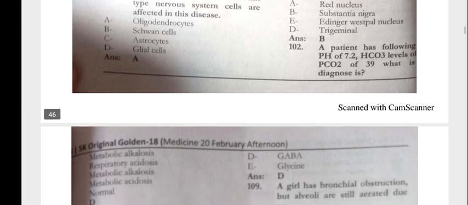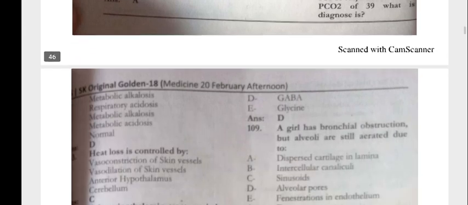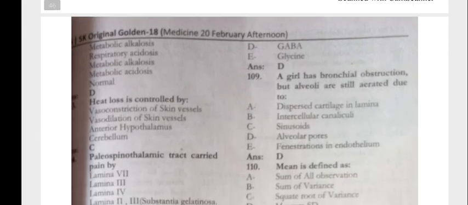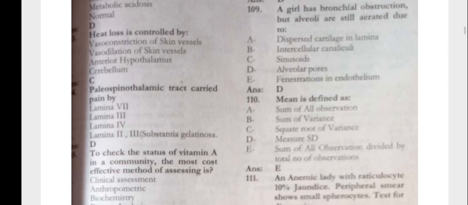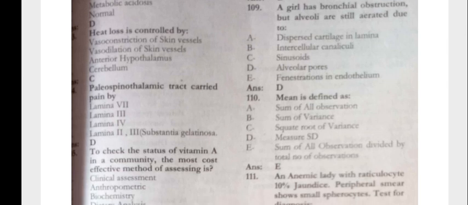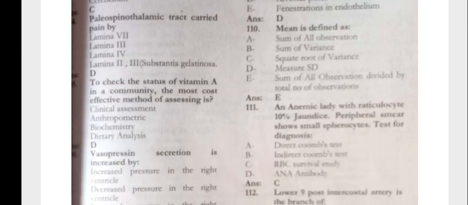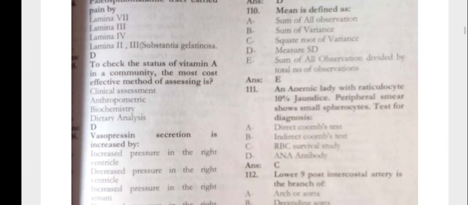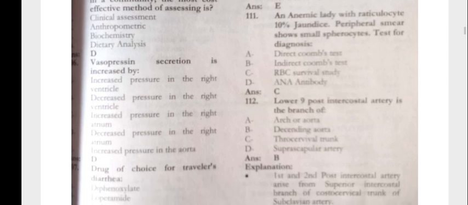The patient has the following ABGs. This is metabolic acidosis. He lost his control by the anterior hypothalamus. The paleospinothalamic tract carries pain by lamina 2-3, substantia gelatinosa. To check the status of vitamin A in our community, the most cost-effective method of assessing is dietary analysis. Vasopressin secretion is increased by decreased pressure in the right atrium.